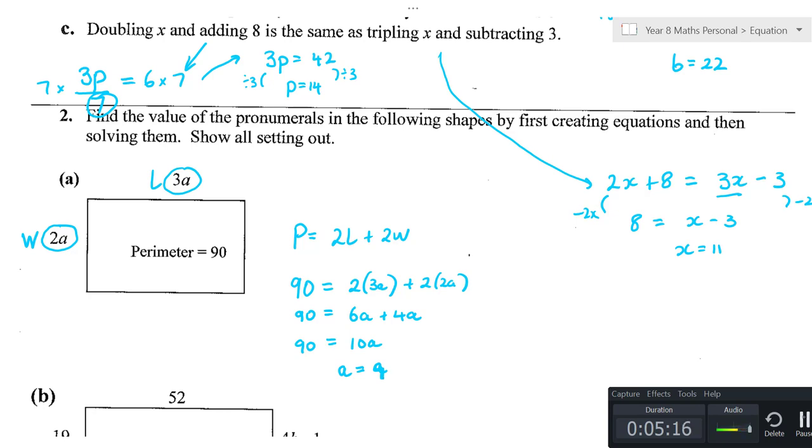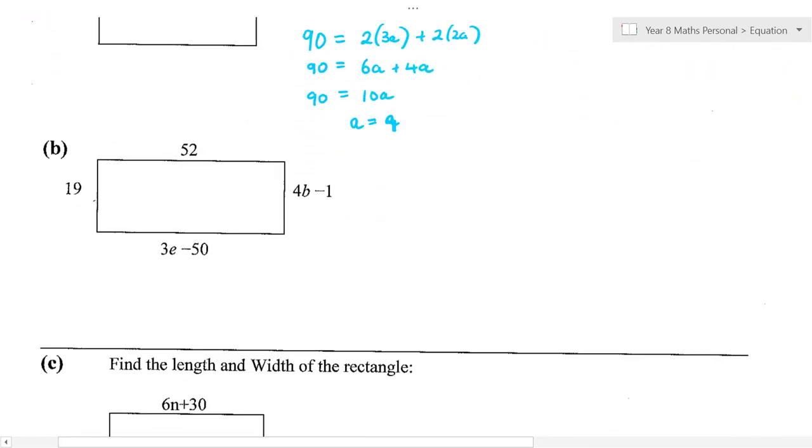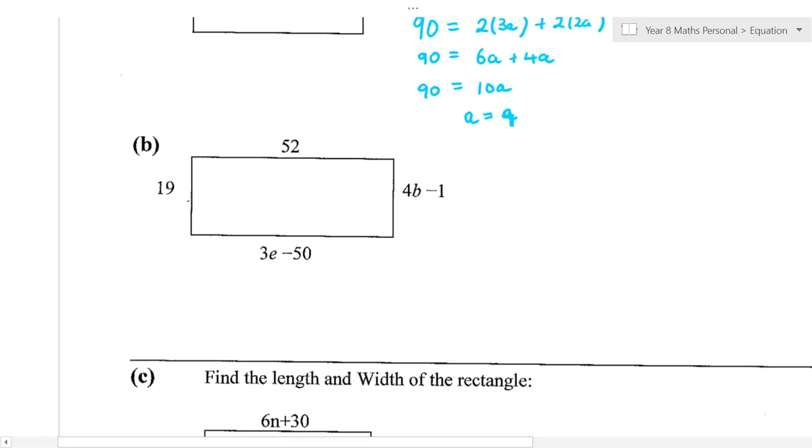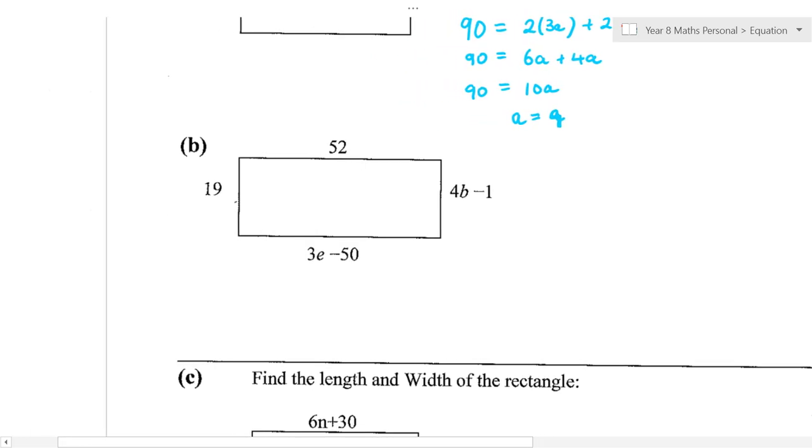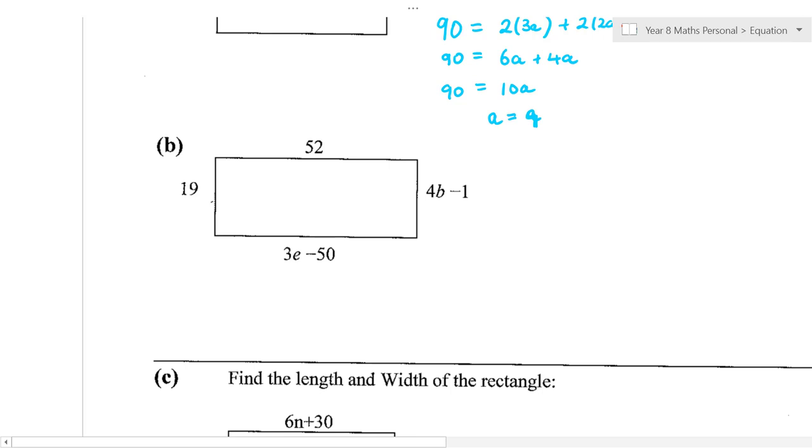Ruby, you had a question there? Okay, so as you can see here, now what can you tell me about this one? This rectangle has a length, it has a width. I'm going to call this the length, and I'm going to call this the width. But can someone tell me there's a relationship between B and 19, and there's also a relationship between 52 and E. Can anyone tell me what that might be?